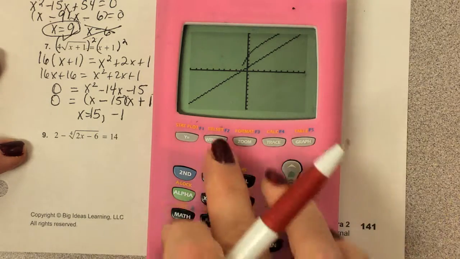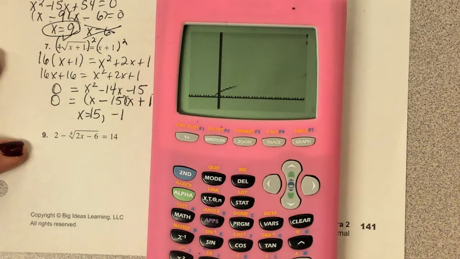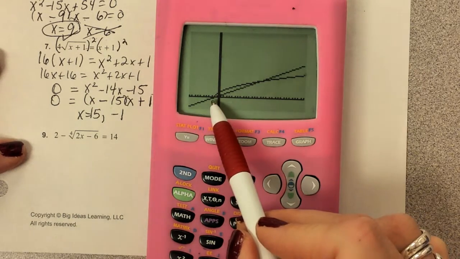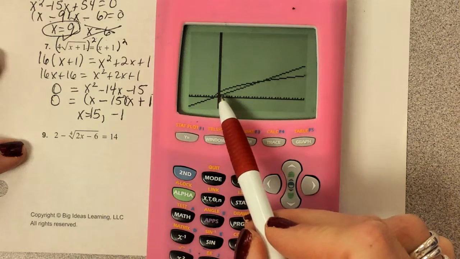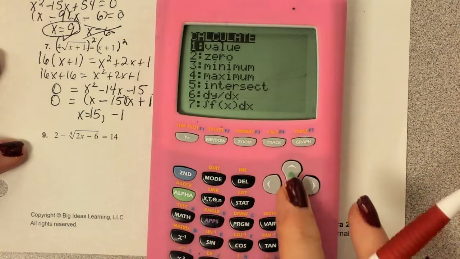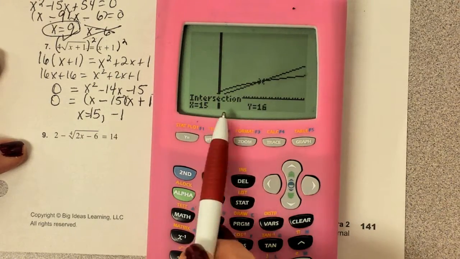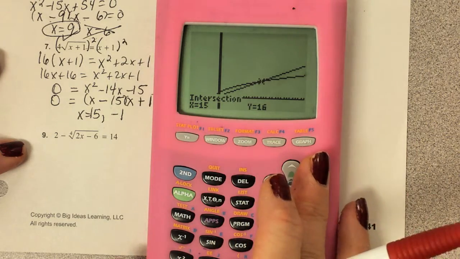I'm going to have to extend my window a little bit to be able to see further. There's the first one. There's the second one. Are they intersecting there at negative 1? It didn't look like they were, did it? It looks like they might be intersecting there. So I do second calculate the point of intersection. I want to be close to that point. Enter, enter, enter. It tells me at 15, that's where they're intersecting.